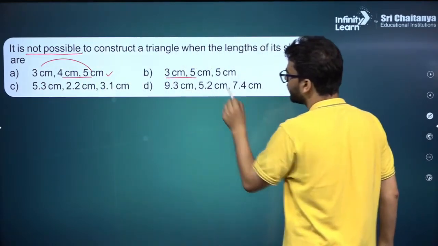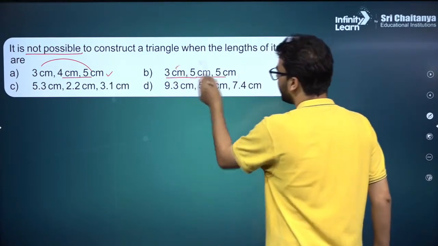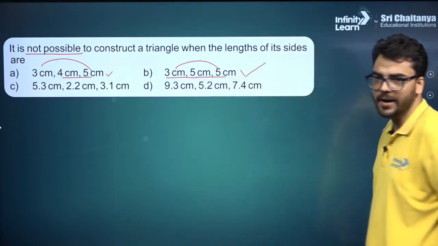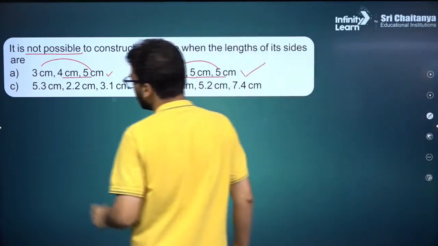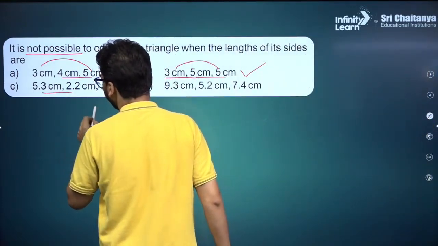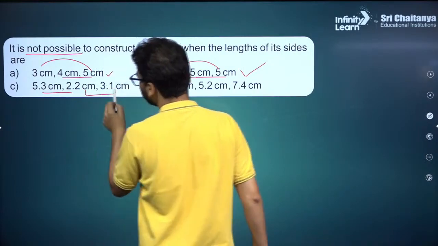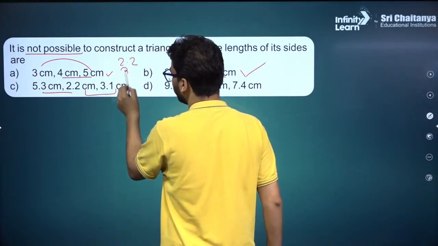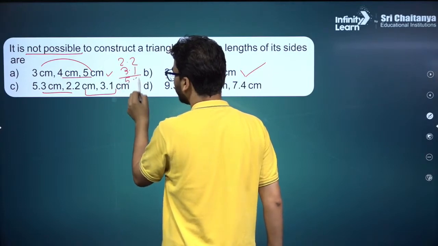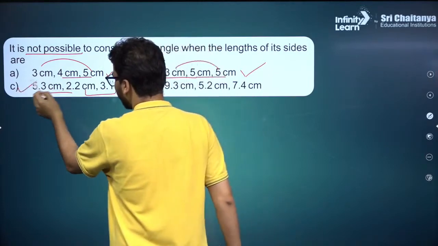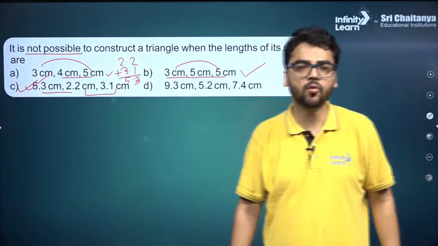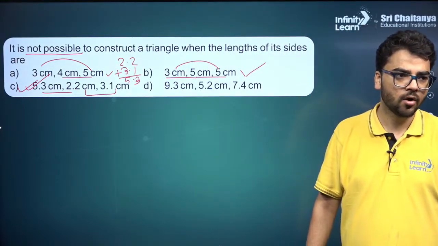5 plus 3 is greater than 5, 5 plus 5 is greater than 3, 5 plus 3 is greater than 5. This is also possible. I mean, a triangle will be made. But if you take this plus this, you are getting 5 plus 3 only. If you do 2.2 plus 3.1, you are getting 5.3 only. So you know that the sum of the lengths has to be greater than the third side. The sum of the lengths of two sides cannot be equal to the third side, correct?